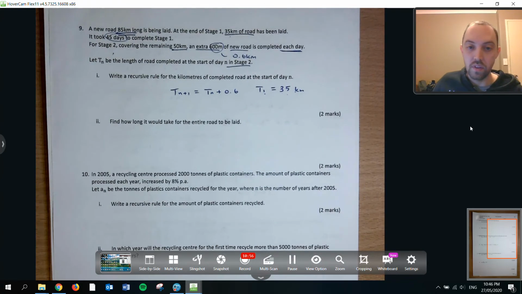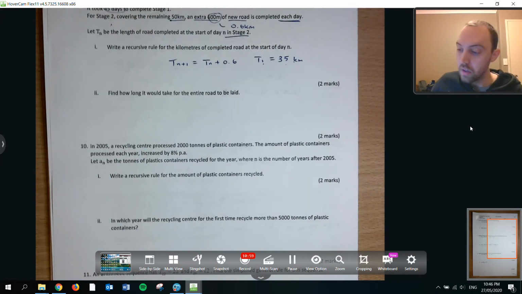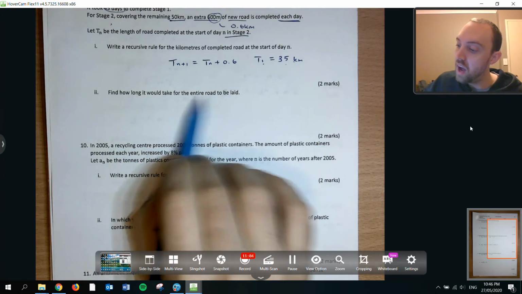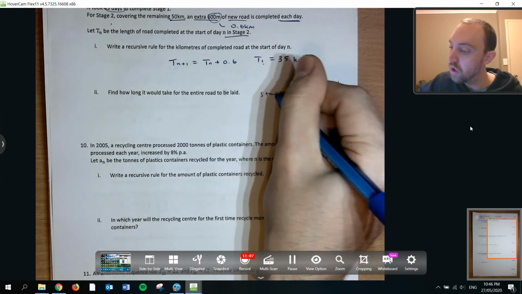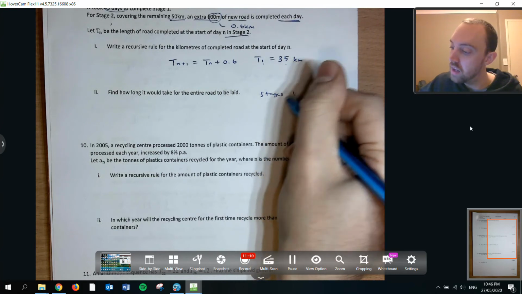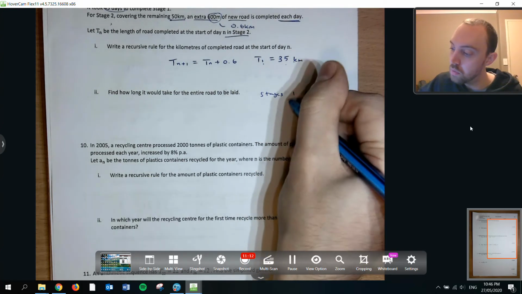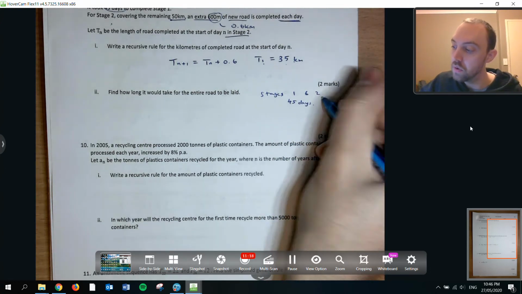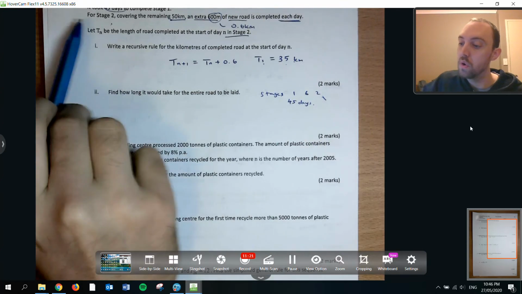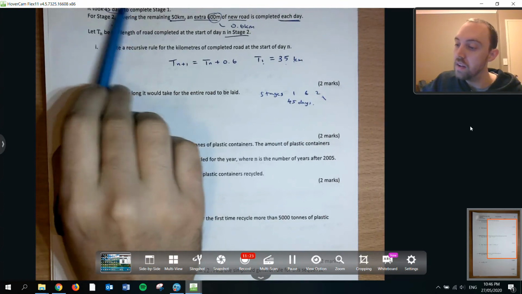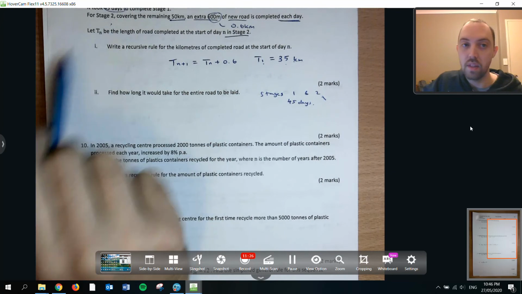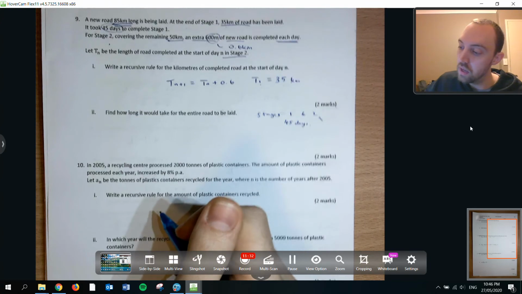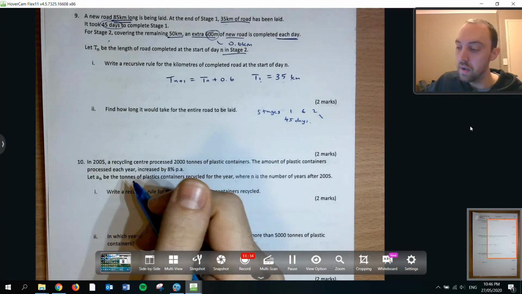Find how long it would take for the entire road to be laid. Well, for the entire road to be laid, we've got stage 1 and stage 2. Stage 1 we know took us 45 days. Stage 2 we're not sure about. We still need to find this, but we do know that the new road is 85 kilometers long. That's where it finishes. So when does our term become 85?